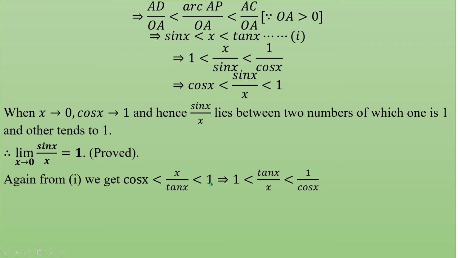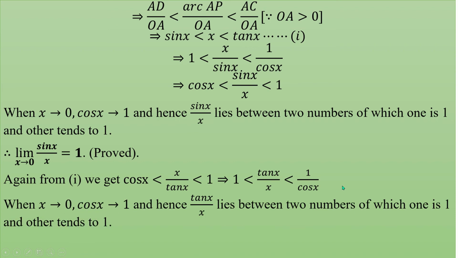After inverting, the sign will be changed. So here will be 1 by cos x, that means 1 by cos x is greater. So this part we write on the right side. Clear? Same, x tends to 0, cos x tends to 1, and hence tan x by x lies between two numbers, of which one is 1 and the other tends to 1. Therefore limit x tends to 0, tan x by x is equal to 1. Proof is complete.